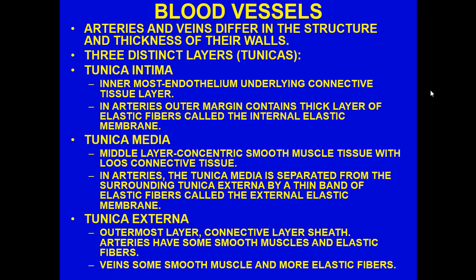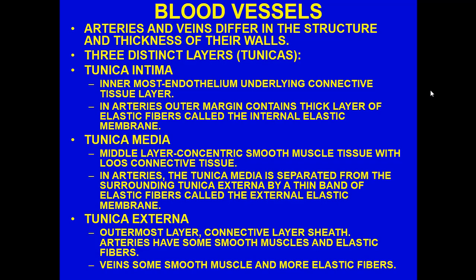In arteries, the outer margin contains a thick layer of elastic fibers called the internal elastic membrane. Now, the tunica media, as you might have figured out, is the middle layer. It consists of concentric smooth muscle tissue with some loose connective tissue. In arteries, the tunica media is separated from the surrounding tunica externa by a thin band of elastic fibers called the external elastic membrane.